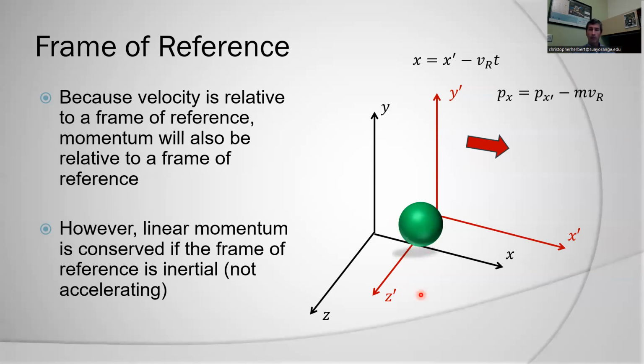So linear momentum is conserved in an inertial frame of reference, meaning that whatever the momentum is in the black frame of reference or the prime frame of reference, it will be conserved, as long as it's a closed system. However, we can't say that linear momentum would be conserved in a frame of reference that's not inertial. Let's say we're talking about an accelerating frame of reference, then we don't get conservation of momentum.